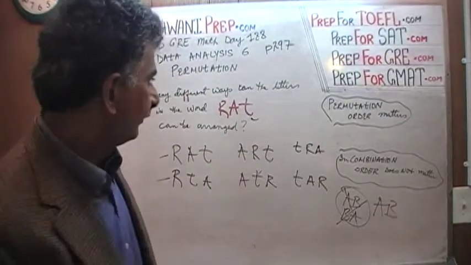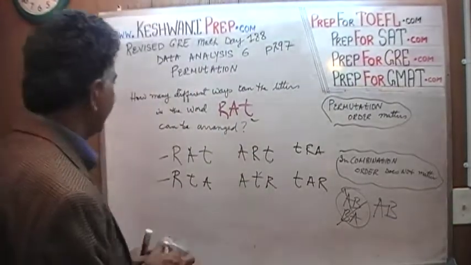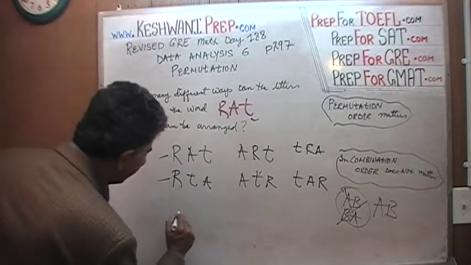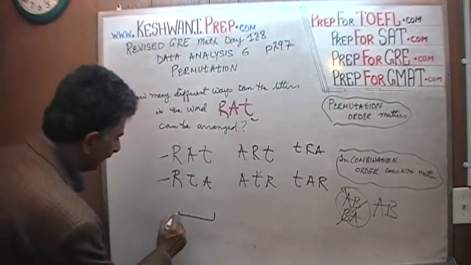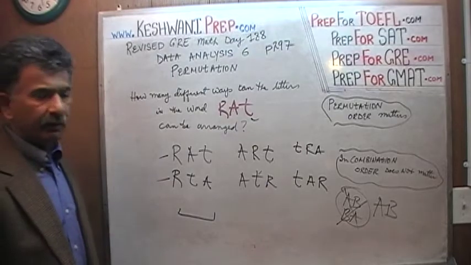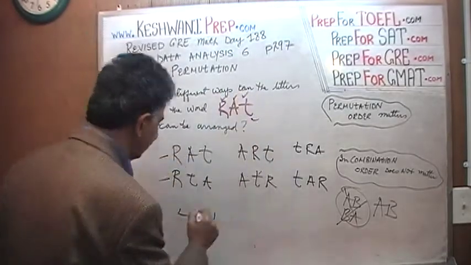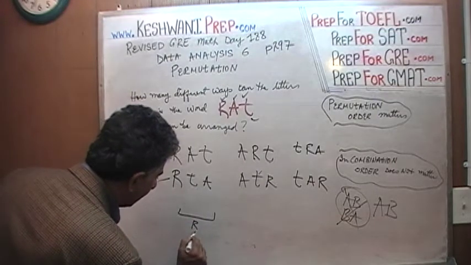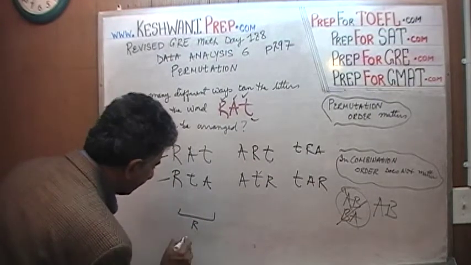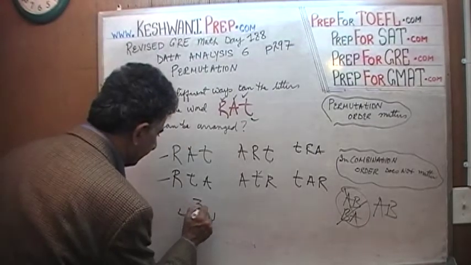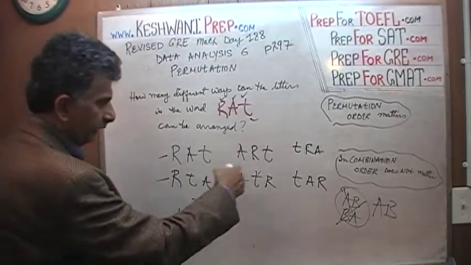The quicker way is this. We ask ourselves, how many different ways can we fill the first spot? Well, in the first spot, we have three choices. We can put either R or A or T. We have three different choices for the first spot. We can put any one of those three, as you can see here.